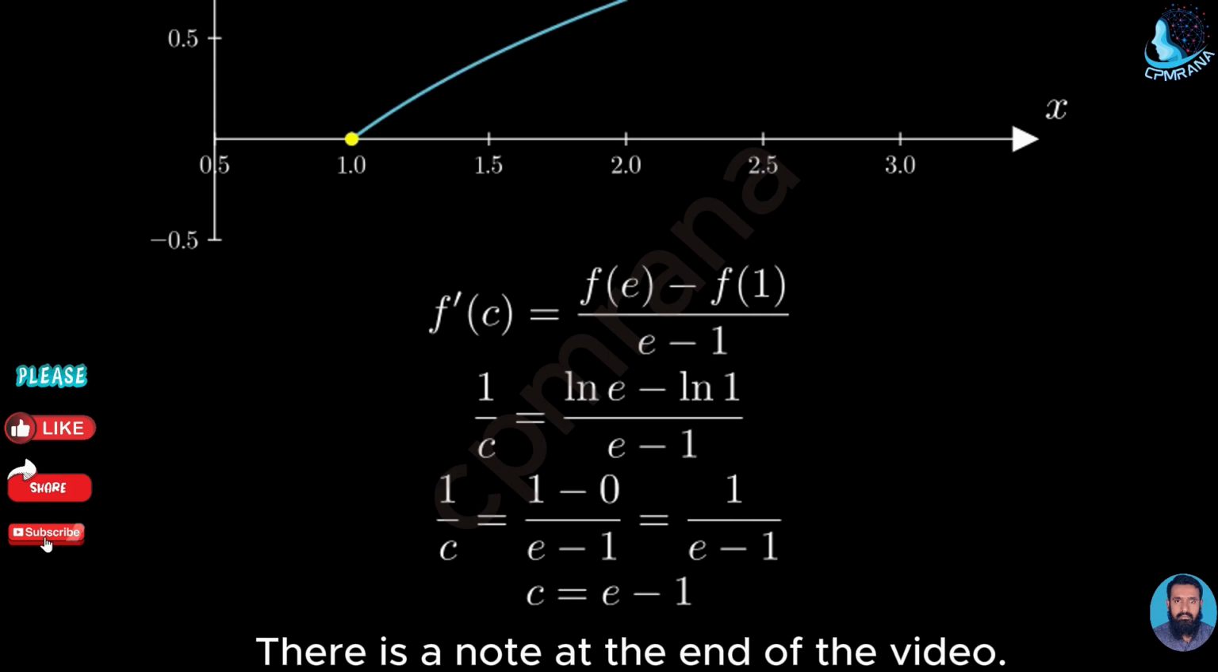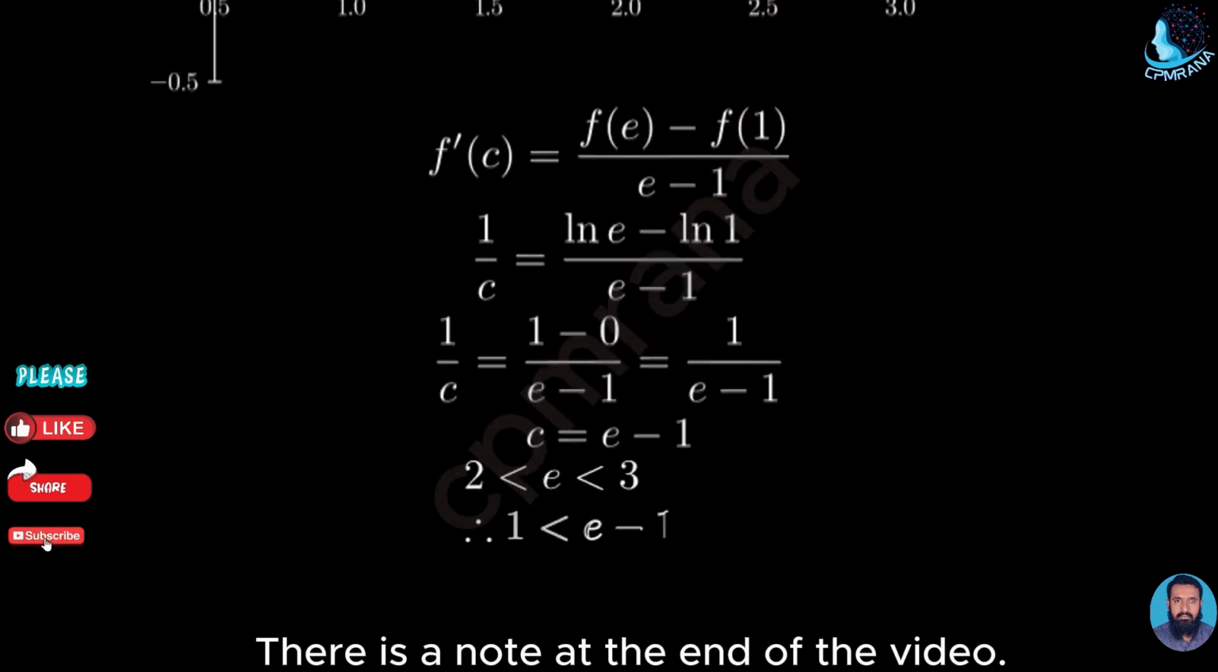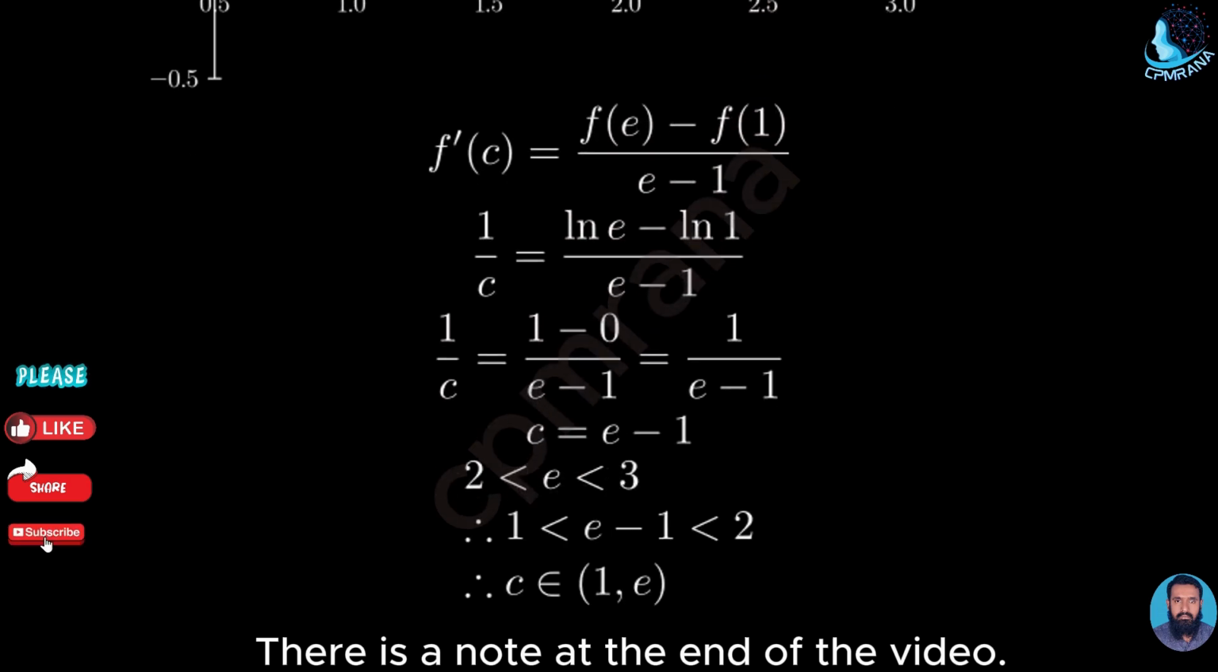Let's verify that this value of c is actually in our interval. Since e is between 2 and 3, e minus 1 is between 1 and 2. Therefore, c is indeed in the open interval from 1 to e. Let's visualize what this means geometrically. The slope of the tangent line at c equals e minus 1 is equal to the slope of the secant line between the points at x equals 1 and x equals e.